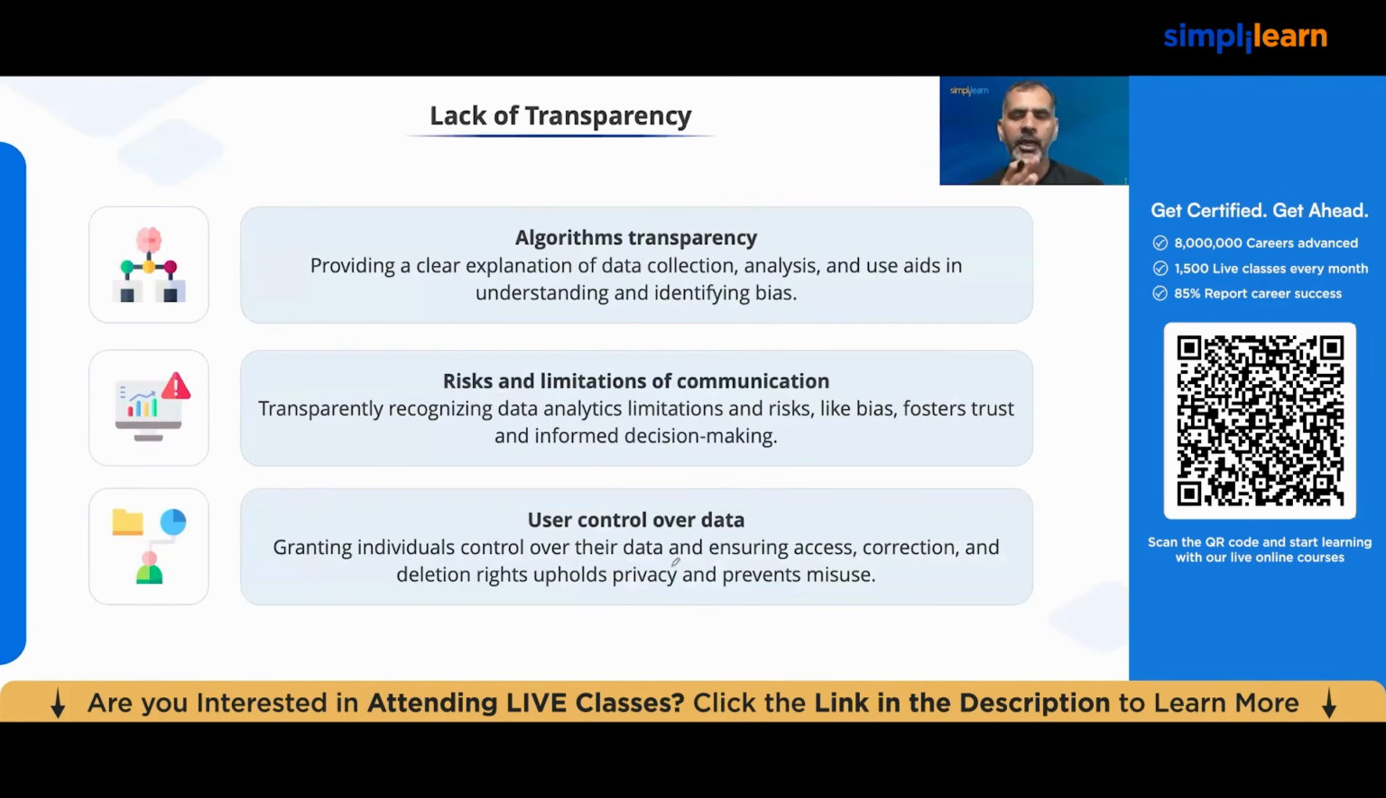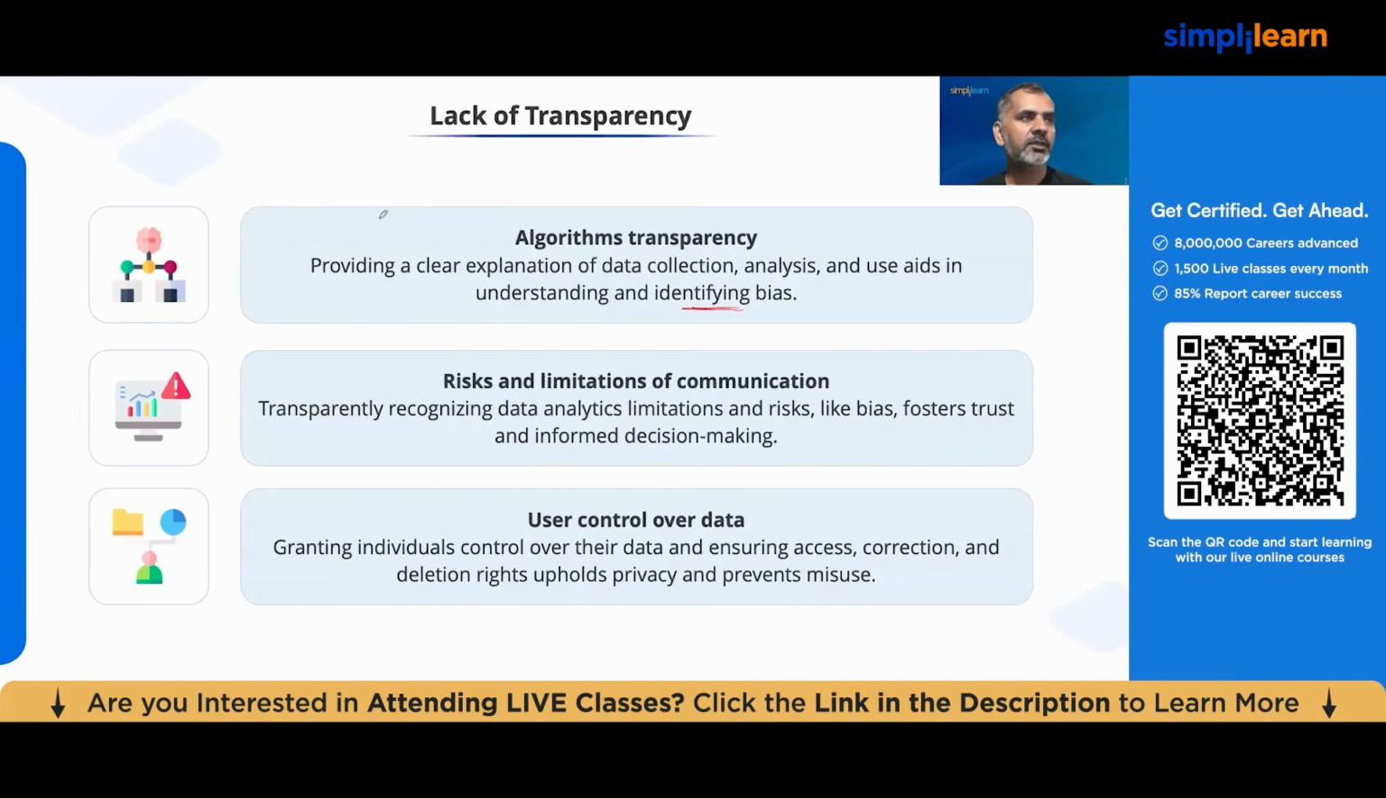Transparency is all about providing clear-cut information about data collection, data analysis, and the uses of data. So basically, we can understand and identify the different biases. You have to tell the user what type of information you are collecting, how you are going to analyze that information, what the use case of that information is, and where you are going to store that information. In that way you can make your system transparent.